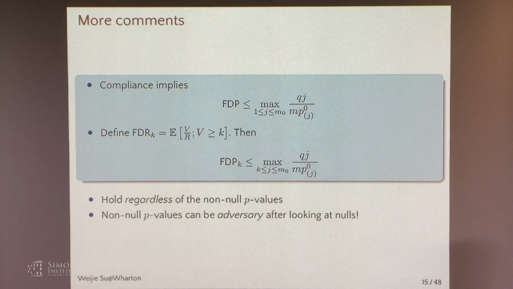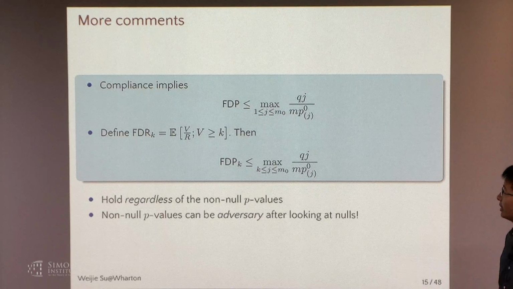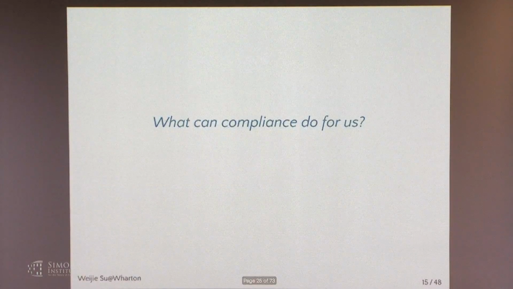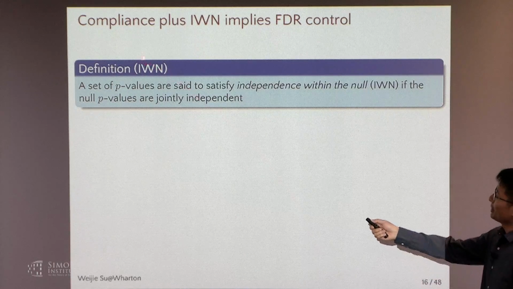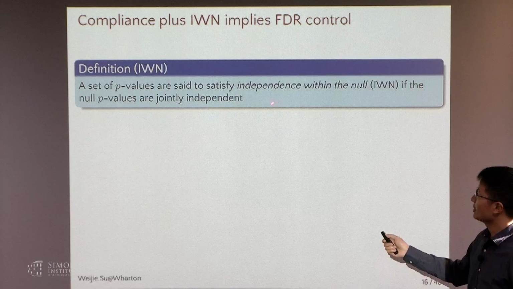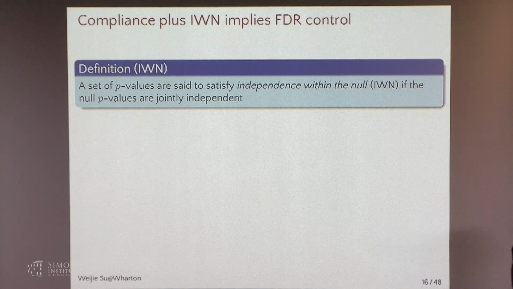In the previous proof, you will see that the non-null p-values actually do not matter at all, right? Meaning that you can construct the non-nulls adversarially after looking at the nulls. You can do whatever, and this quantity will always be satisfied. So this means that the FDP bound is intrinsically a property of the null p-values. And now how can we leverage the compliance? Let's propose a condition, a little bit redundant because this definition is so simple. We use IWN instead. A set of p-values satisfies the IWN property if the null p-values are jointly independent. That's it. Only concerning the null p-values.